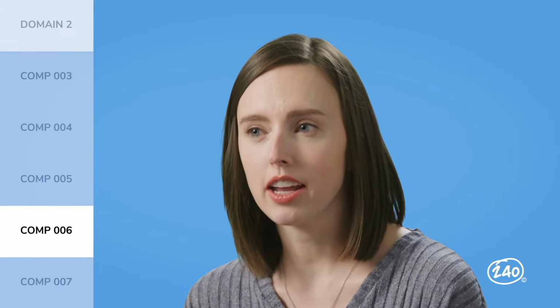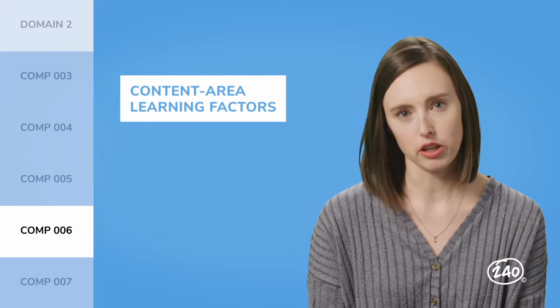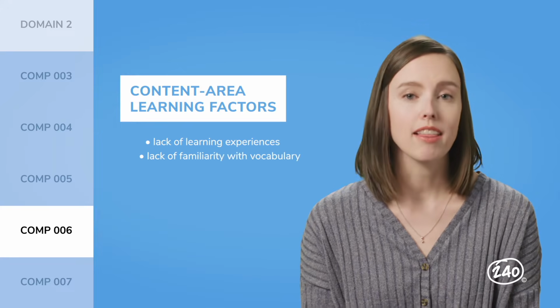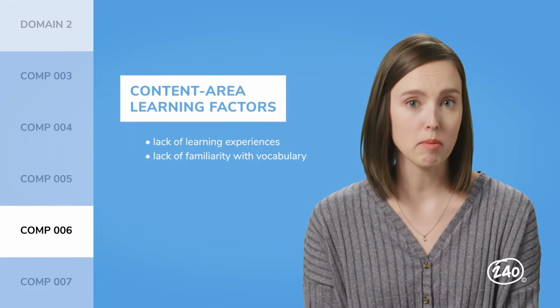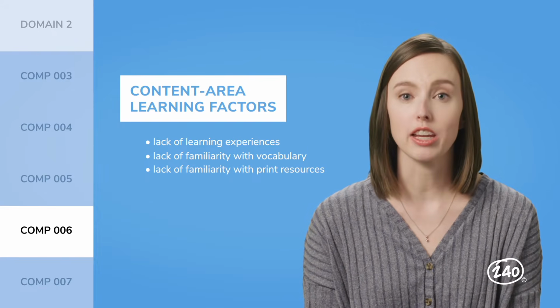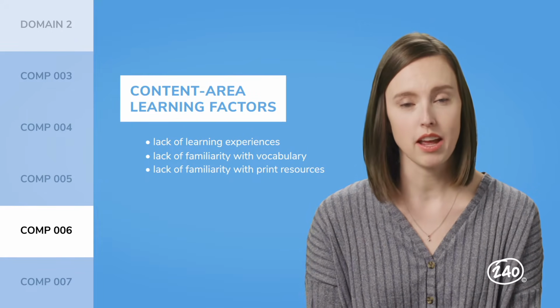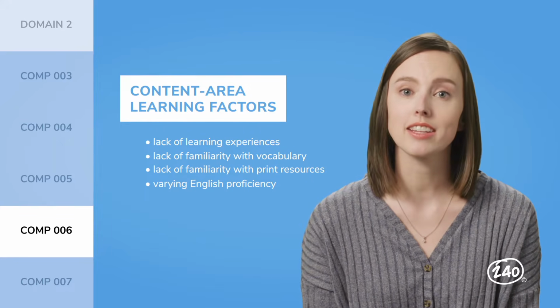Now, before you can teach the content, you have to be aware of factors that may affect ELLs in this area. Potential issues include lack of prior learning experiences, lack of familiarity with specialized language and vocabulary, lack of familiarity with structure and uses of textbooks and other print resources, and varying English language proficiency and content area knowledge. We cover strategies to address each of these issues in our study guide. Let's go over one now. Make content comprehensible to English language learners through scaffolding techniques, such as activating and building background knowledge, pre-teaching key vocabulary terms, and using gestures and other visual cues throughout instruction.